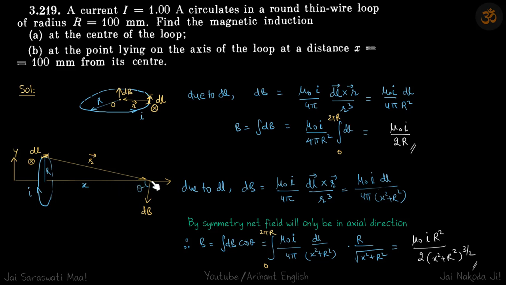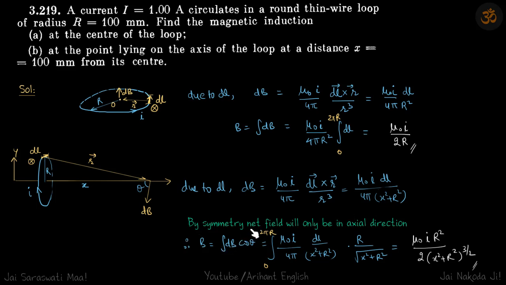Now what is the field at an axial position which is at a distance x? So again we'll take a small current element dl, and due to this dl, the small field dB at this point will be again given by Biot-Savart's law. Now here r vector and dl vector are perpendicular to each other. So this dl cross r becomes dl into r. So one r will get cancelled. This will be r square. And r square is capital R square plus x square.